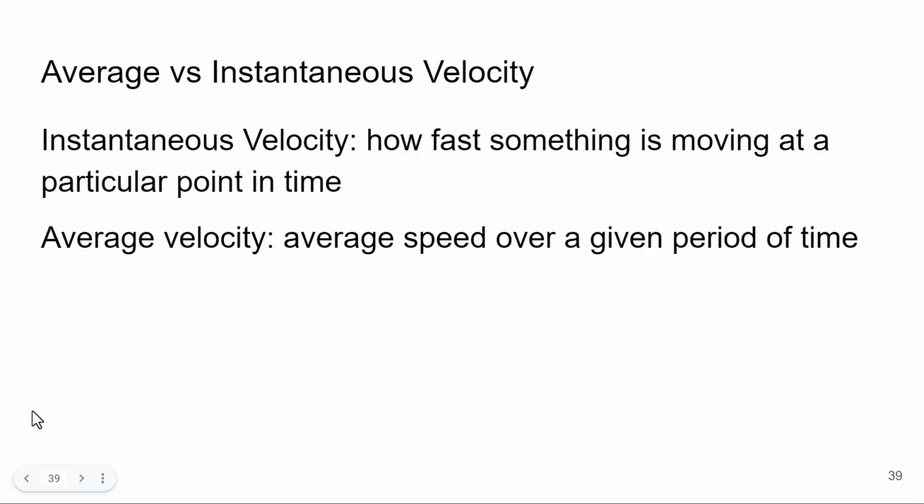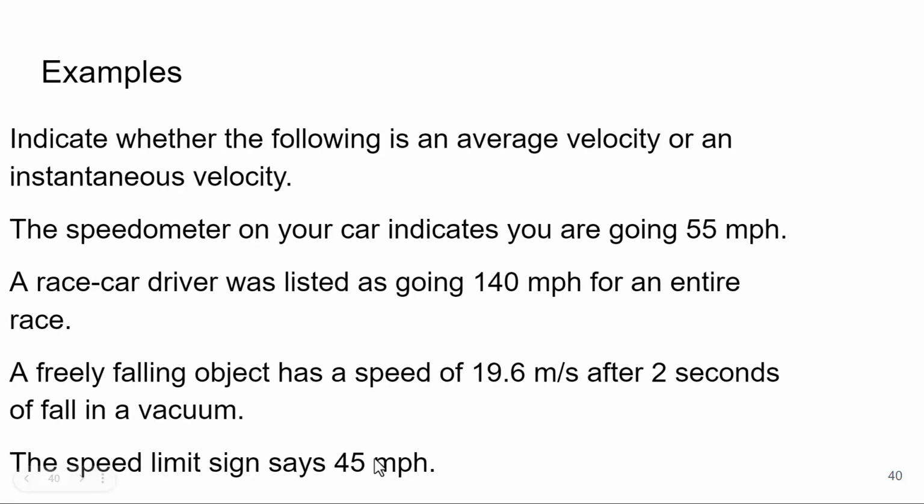So here we're going to look at the difference between what we call average versus instantaneous velocity. Instantaneous velocity is how something is moving at a particular point in time, while the average velocity is the average speed over a given period of time. To indicate whether the following is an average or instantaneous velocity: the speedometer on your car indicates that you're going 55 miles per hour. Well, that's going to be instantaneous, as that is the speed at a particular moment in time.